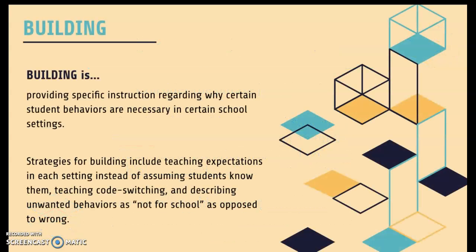Okay, let's look at the next one, building. Providing that specific instruction regarding why certain student behaviors are necessary in the school setting. Some of those strategies for building include teaching expectations in each setting, right? Instead of assuming students know them, we know this. Teaching code switching, right? How to switch and how to be appropriate for the school environment. And then describing unwanted behaviors as not for school as opposed to just wrong, right?